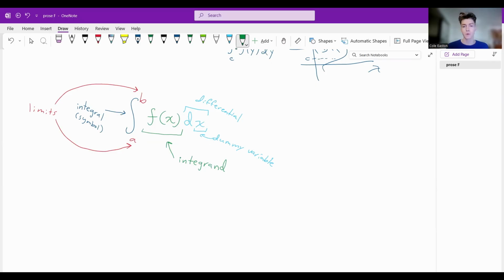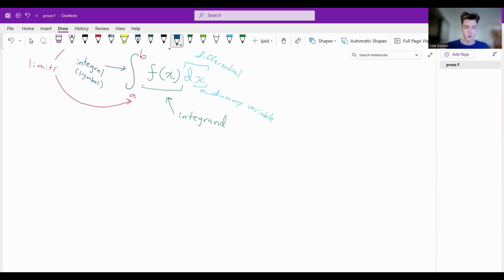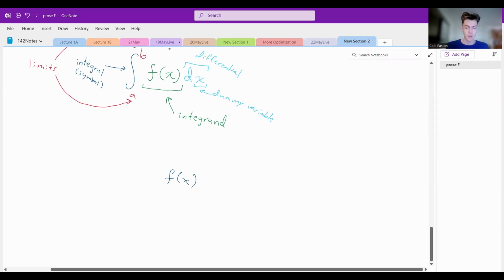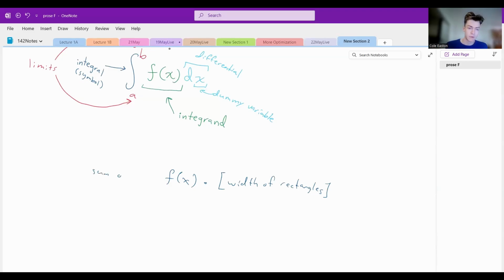We remember before that when we were calculating the rectangles underneath a curve, we were multiplying the width of the rectangle by the height of the rectangle, and then we were adding them together. So in some sense, we had our f of x, which was the height of our rectangles. We multiplied that by the width of our rectangles, and then we added all of those together.